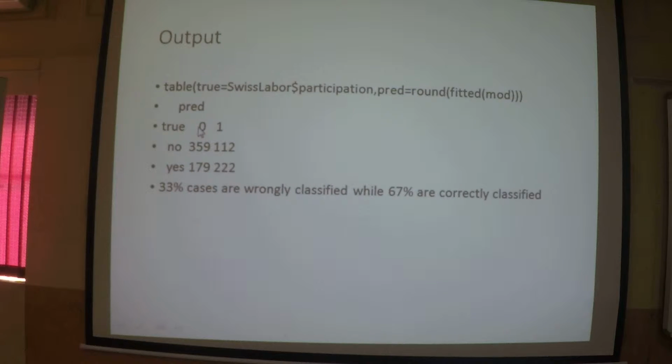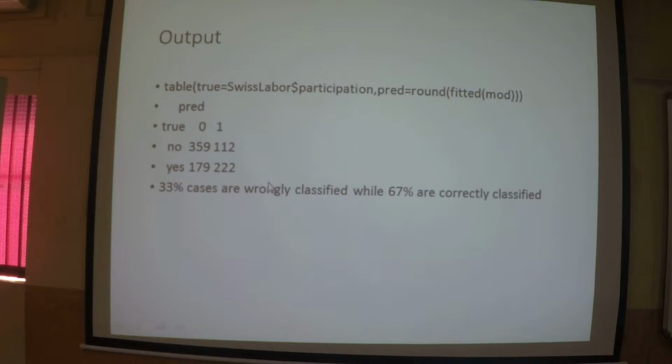Now people who are true zeros have been correctly classified as no 359 times and wrongly classified as yes 179 times. People who are actually employed have been wrongly classified in 112 cases and correctly classified as employed in 222 cases, when you use a 50% cutoff to classify 1 and 0. So 33% of cases are wrongly classified.